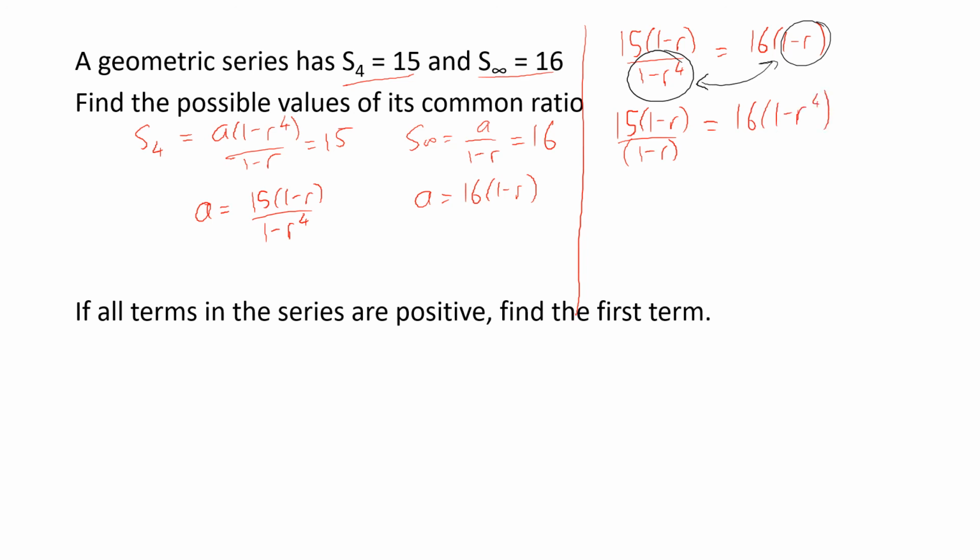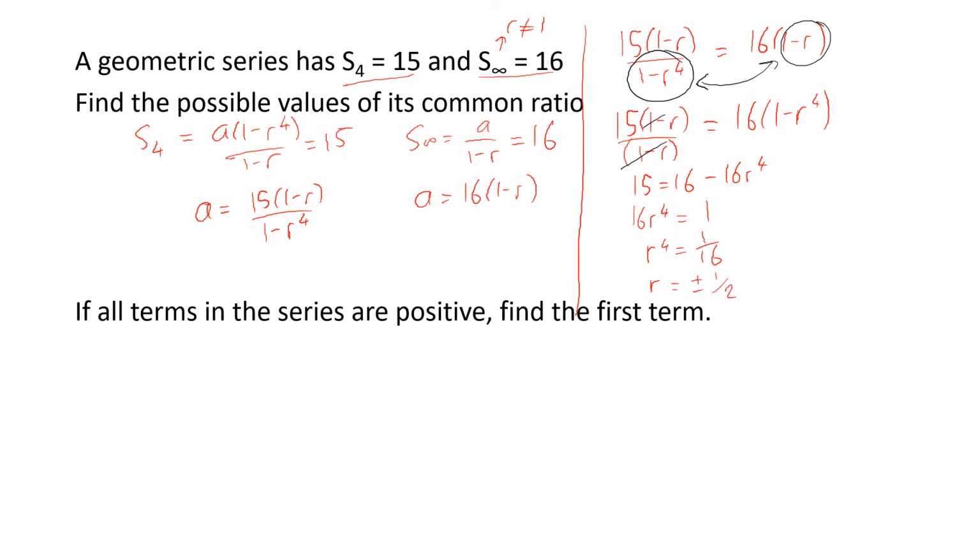Now, the good thing with that is we can cancel out the 1 minus r's. We are allowed to do that because r is definitely not 1, because the sequence converges, and one of the conditions for convergence is that r does not equal 1. So we're not dividing by 0. From there, we can expand our brackets. So I'll get 16 minus 16r to the 4. We can subtract the 15 and add the r to the 4. So we'll end up with 16r to the 4 is 1. We'll end up with r to the 4 is a 16th. And so r is plus or minus a half.